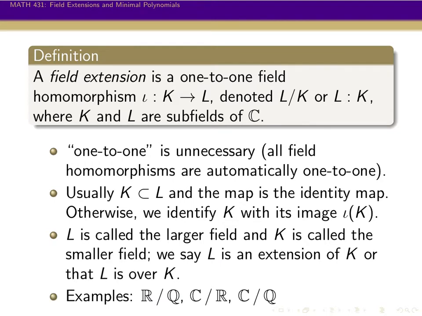Some examples of field extensions: R is over Q. They're subsets of each other. Also C over R, C over Q. These are all examples of field extensions. In these cases, the base fields, the bottom fields, Q and R, are natural subsets of the fields they are under.